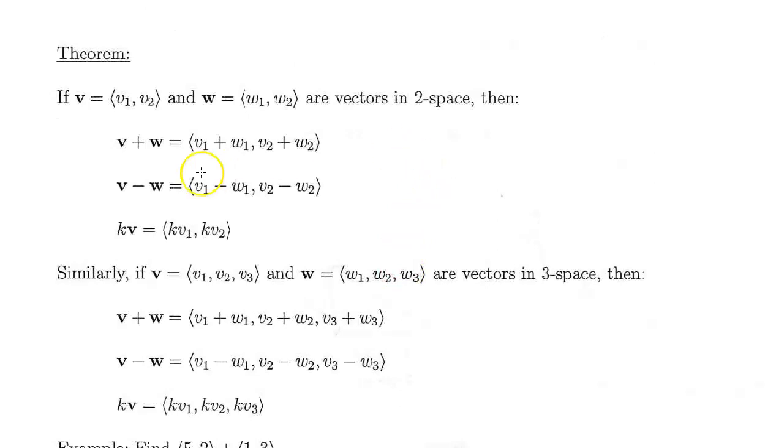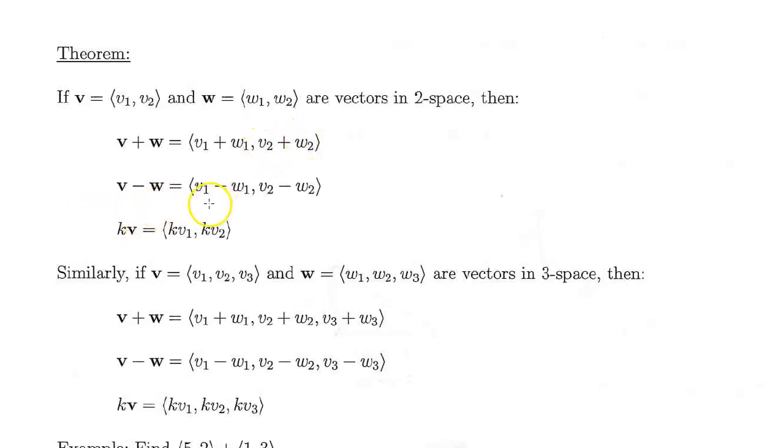So this next thing here is not actually a definition. This is a theorem. If v is the vector ⟨v1, v2⟩ and w is the vector ⟨w1, w2⟩, if those are vectors in 2-space, then what's v plus w? Well, we've already defined vector addition, so this is really a theorem here. This is not a definition. v plus w is the vector where the first coordinate is v1 plus w1, and the second coordinate is v2 plus w2. So you just add the first coordinates, add the second coordinates.